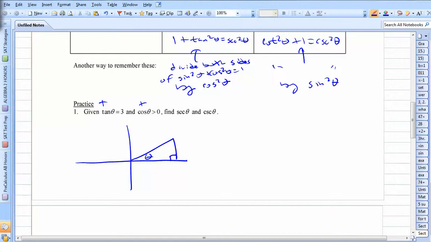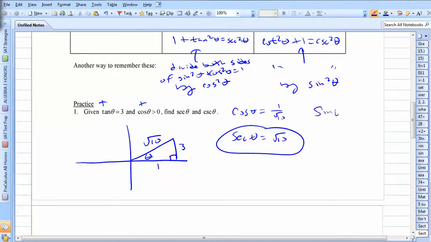And remember, tan is going to be opposite over adjacent. So that's 3 over 1. That makes that root 10. So our secant theta, which is 1 over cosine, so we know cosine theta is going to be 1 over root 10. Therefore, secant theta will be root 10. We know that sine theta is 3 over root 10. So therefore, our cosecant theta will be root 10 over 3.